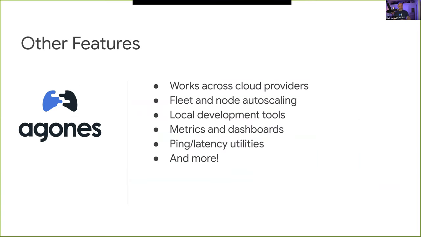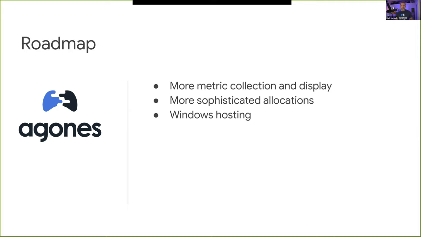There is also a host of other features we haven't even talked about. As we're seeing today, this works across cloud providers and vanilla Kubernetes, that's what it works on. Fleet and node auto scaling, we're touching on that. We use the Kubernetes auto scaler, local development tools, lots of metrics and dashboards, ping latency utilities, lots more. Still going with active development as well, including metric collection and display. We're going to expand that out, and more sophisticated allocations and Windows hosting are on the roadmap as well.